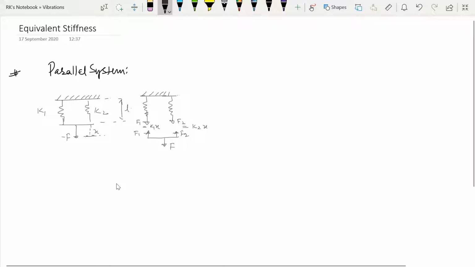So this system can be represented as a system of equivalent stiffness K equivalent, and the length of this spring system is L plus X, right? And there is a force F. Now if we apply the force equilibrium approach to this system, we can write F is equal to F1 plus F2, and F equals K equivalent multiplied by X.